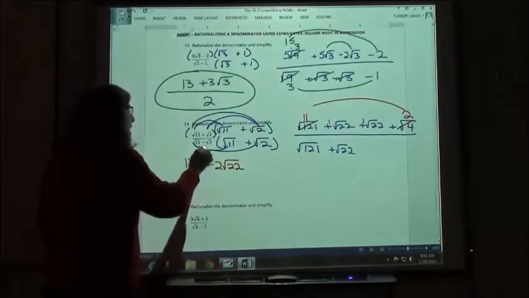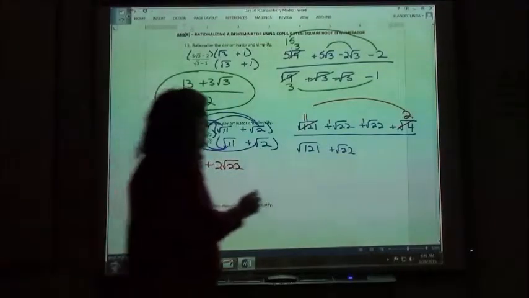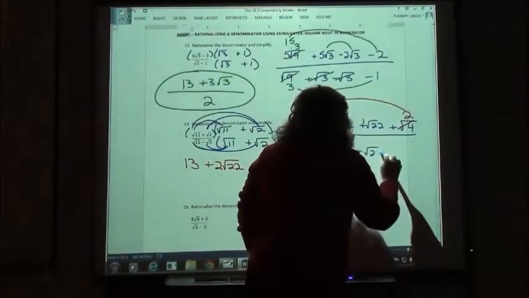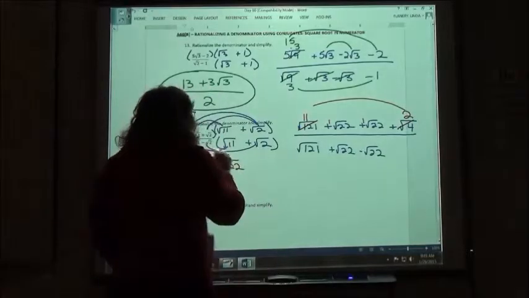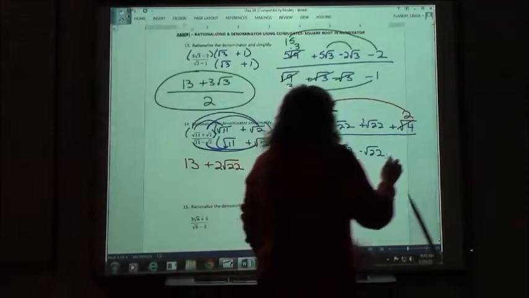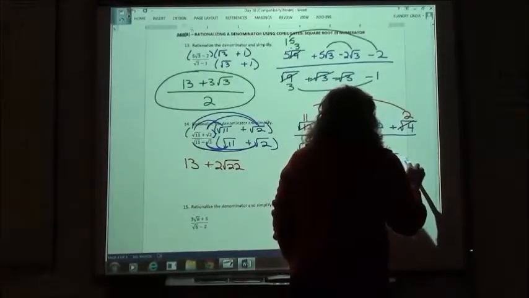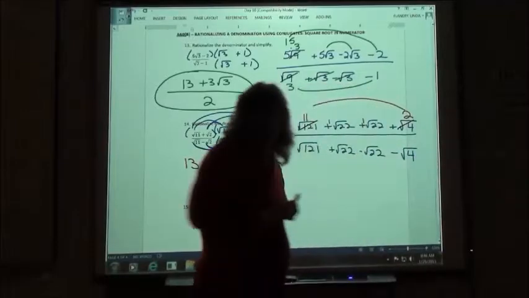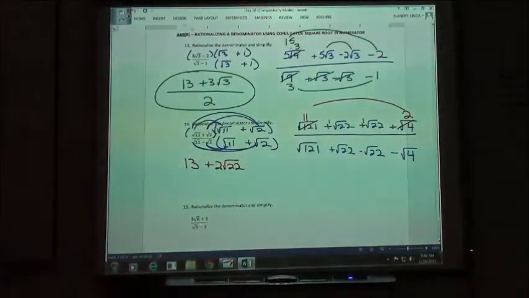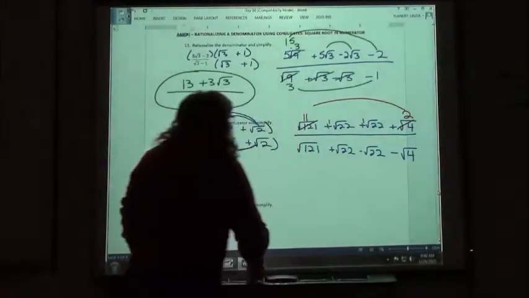The inside, negative square root of 2 times the square root of 11, minus the square root of 22. And then the last, negative square root of 2 times positive square root of 2, negative square root of 4, right? Positive times a negative is a negative. So simplifying that, what can we do to simplify that?